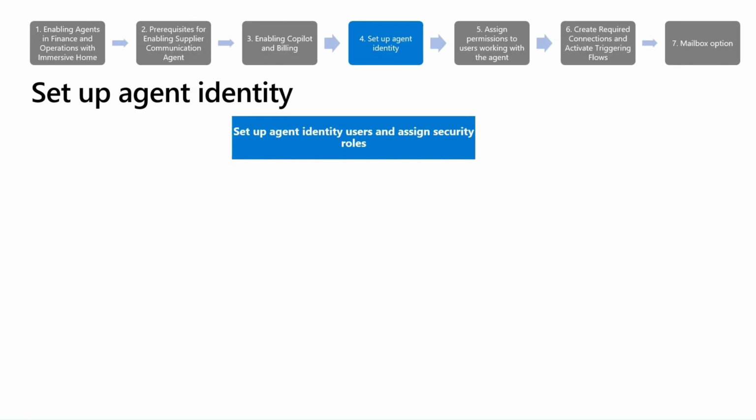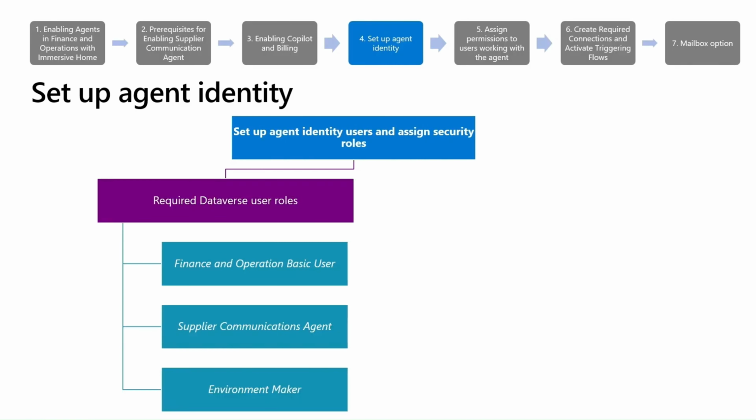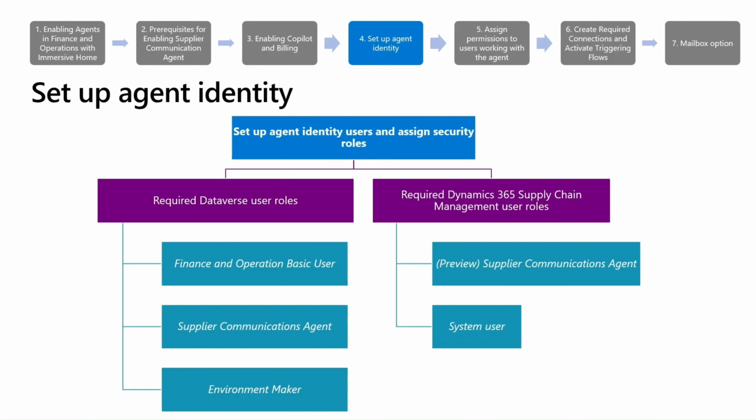For best security and easier maintenance, it is recommended to use a separate dedicated identity and assign specific security roles in both Dataverse and Dynamics 365 Supply Chain Management. In Dataverse, these include finance and operations basic user, supplier communication agent, and environment maker. In Dynamics 365 Supply Chain Management, the roles needed are system user and preview supplier communication agent. Assigning these roles ensures the agent has the right permissions to function correctly across the platform.